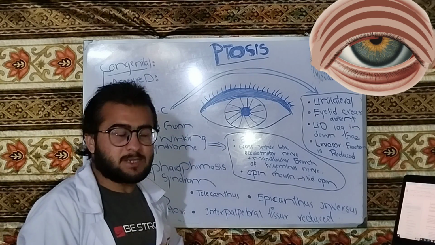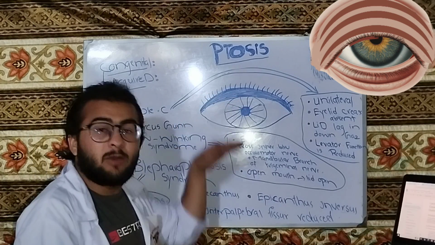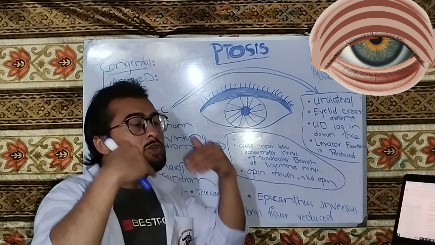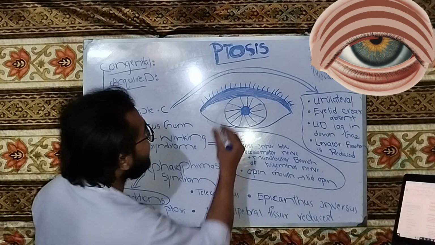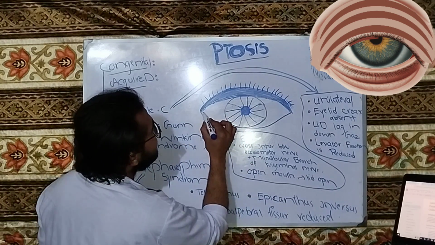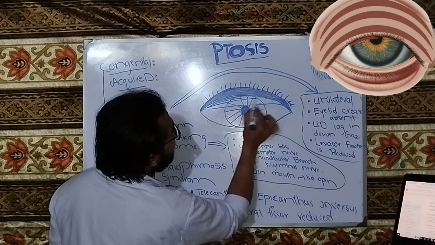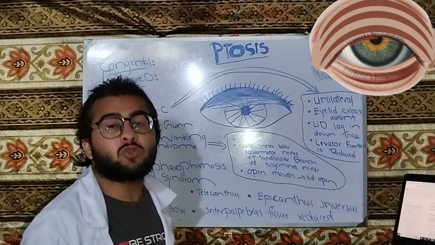As we have started the series of eye, today our topic is ptosis. So what is ptosis? When the upper eyelid comes to an abnormal lower position, this is called ptosis. The drooping of the upper eyelid to an abnormally lower position is called ptosis. For example, if this is the upper eyelid and it comes to the abnormal lower position and covers the cornea, it will be called ptosis, which is also called blepharoptosis.